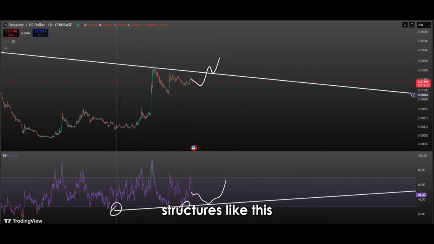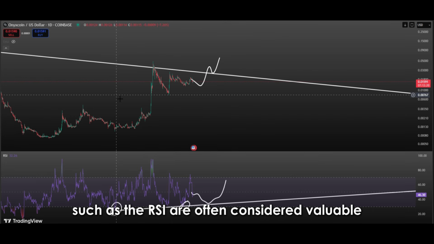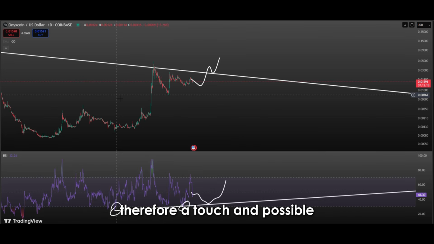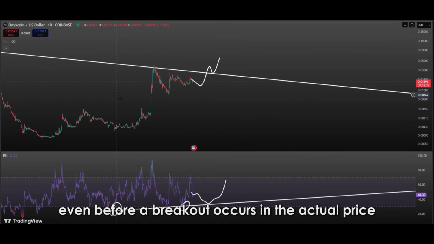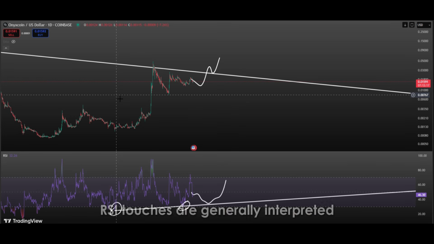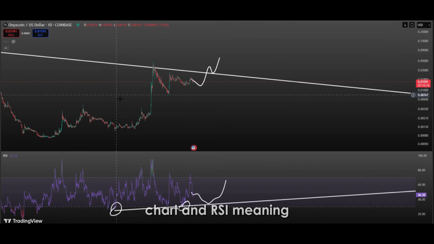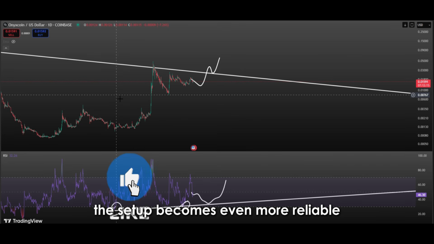Moreover, structures like this formed on momentum-based oscillators such as the RSI are often considered valuable because they tend to signal price movements in advance. Therefore, a touch and possible bounce from the RSI's rising trend line offer a chance for assessment even before a breakout occurs in the actual price. For investors, such RSI touches are generally interpreted as buying opportunities, especially when there is a positive correlation between the price chart and RSI, meaning that each rise in the RSI corresponds with a price increase. The setup becomes even more reliable.